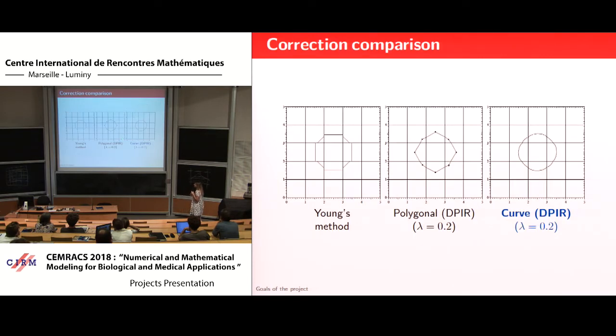So just to see a comparison between the reconstruction of a circle between Young's and polygonal Depere and the curve one, you can see the difference, it's quite clear. The circle is well reconstructed. As Igor said, there is also the parameter of penalization that has to be chosen well in order to get a good image. This is a bit of a drawback, but we get good shapes.